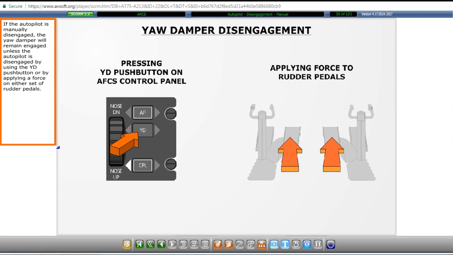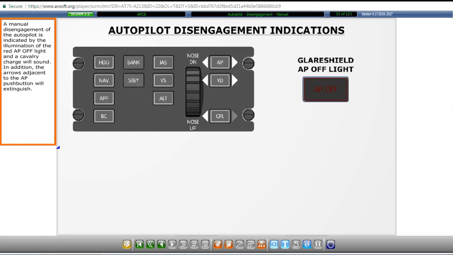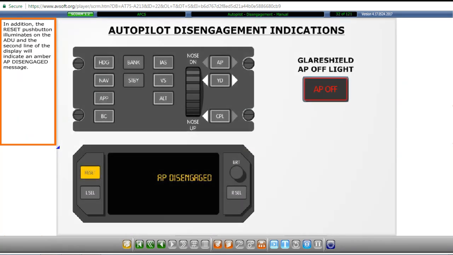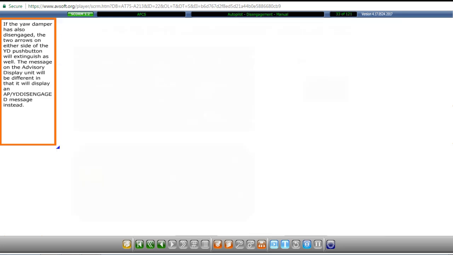If the autopilot is manually disengaged, the yaw damper will remain engaged unless the autopilot is disengaged by using the yaw damper push button or by applying a force on either set of rudder pedals. A manual disengagement of the autopilot is indicated by the illumination of the red autopilot off light, and a cavalry charge will sound. In addition, the arrows adjacent to the autopilot push button will extinguish. In addition, the reset push button illuminates on the advisory display unit, and the second line of the display will indicate an amber autopilot disengage message.